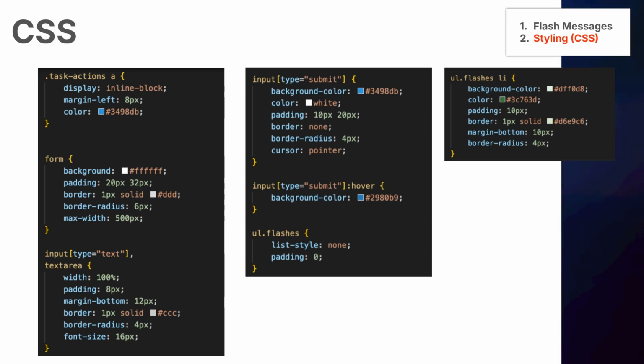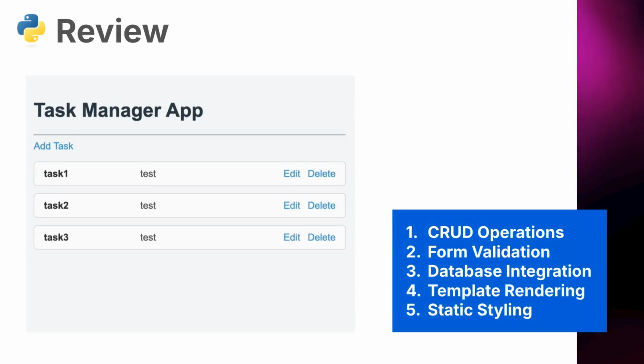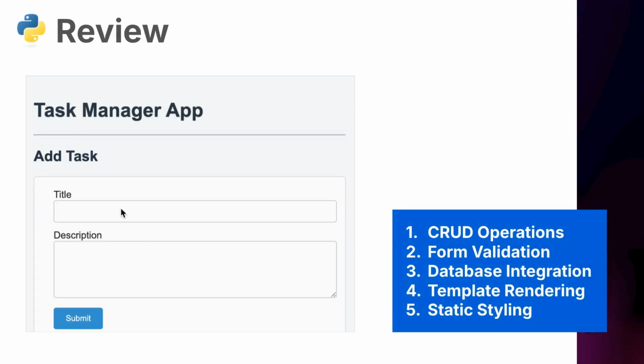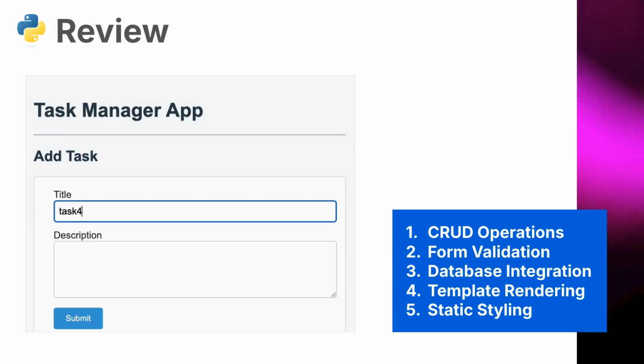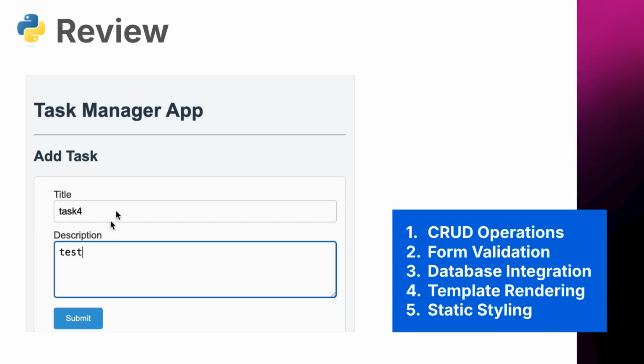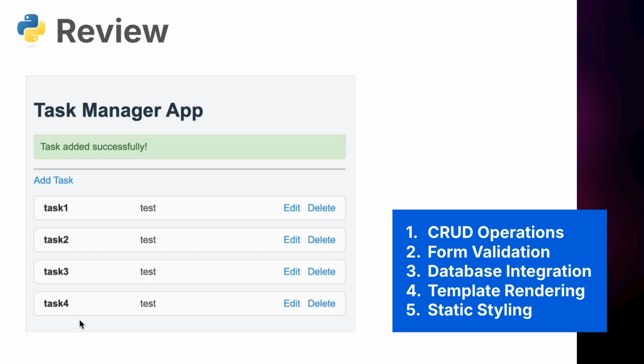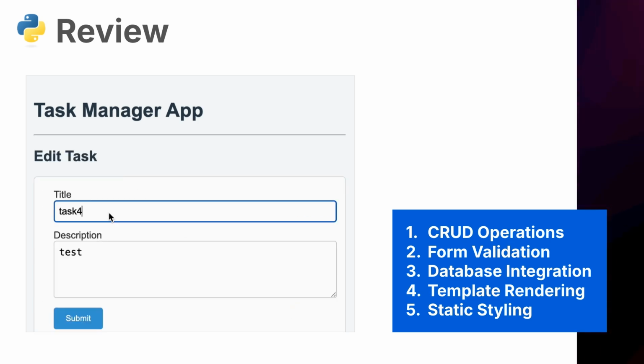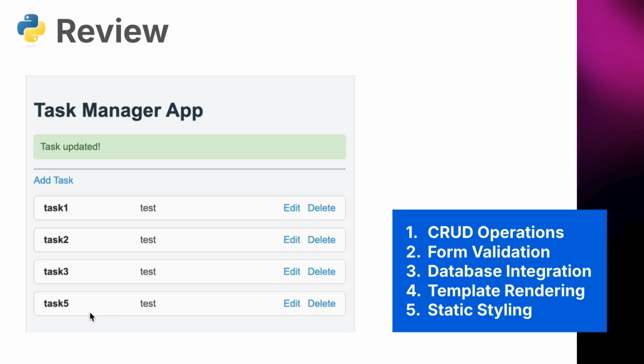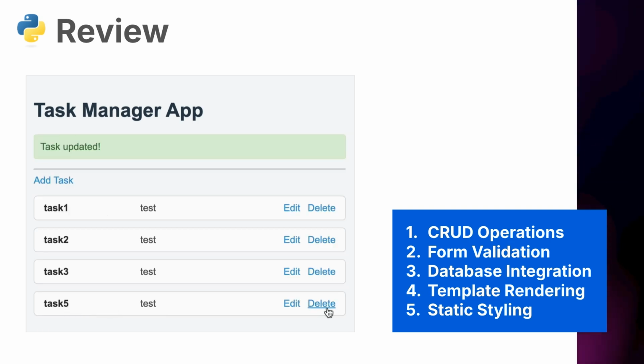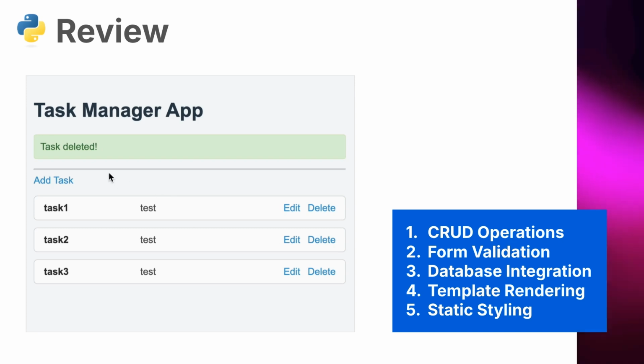And that's it for this demonstration. We covered how to build a simple task manager app using Flask, set up routing, handle forms with Flask WTF, connect to a SQLite database, and display tasks using Jinja 2 templates and CSS. You've now seen the full cycle of creating, updating, and deleting tasks in a real web application.